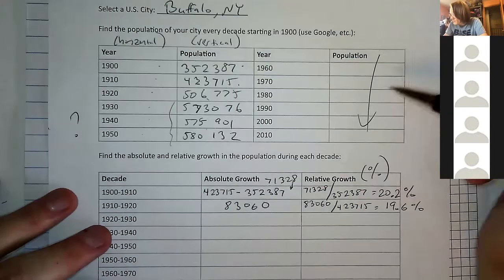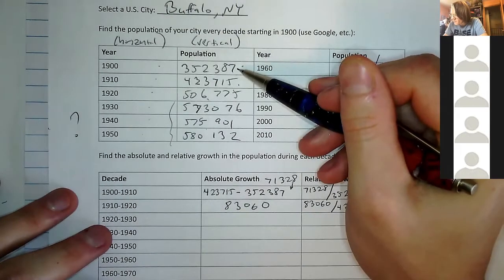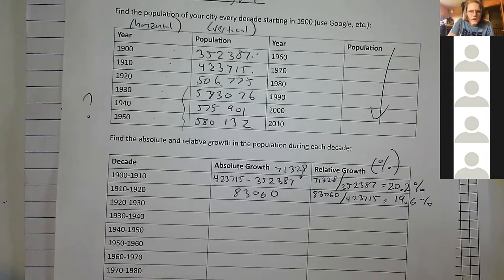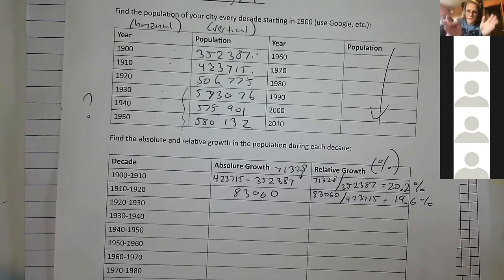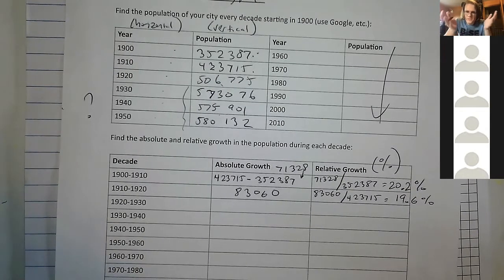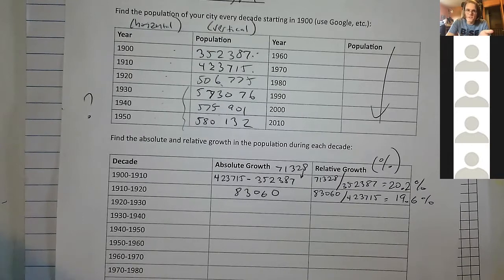My population data starts at 352,000. If I go through the rest of it, it goes up. It peaks in the 50s at just under 600,000. It was a big city back then. Then in 2010, it's about 250,000. So the smallest my population is going to be is around 250,000, and the highest is about 600,000.